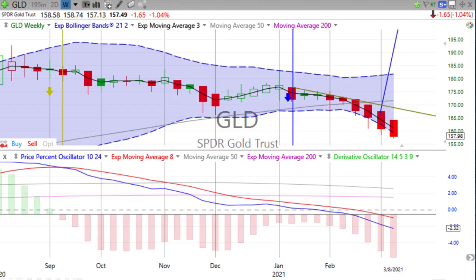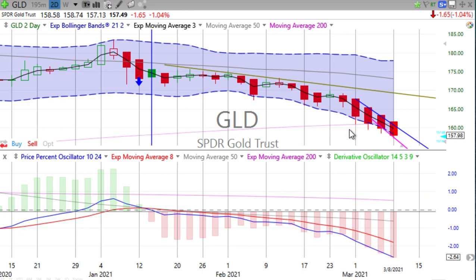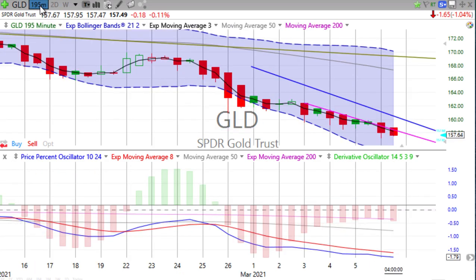Let's go to gold. Look at gold down 1.04%. Lower low already this week. Moving down, derivative oscillator, price percent oscillator, just continuing to hammer down. Look at this 2-day chart. We now have 4 candles. That is 7 days. This is just the first day of the latest 2-day candle, but again, lower low. Price percent oscillator going down, derivative oscillator going down.